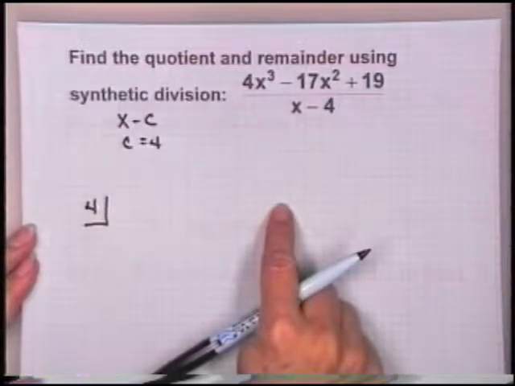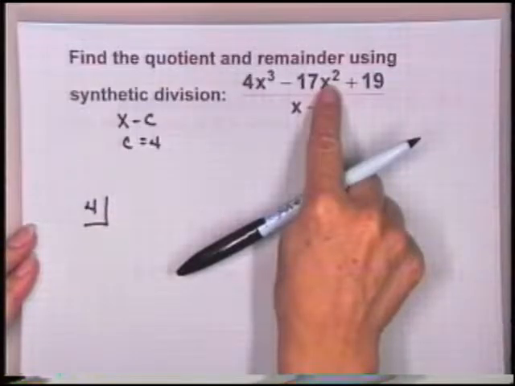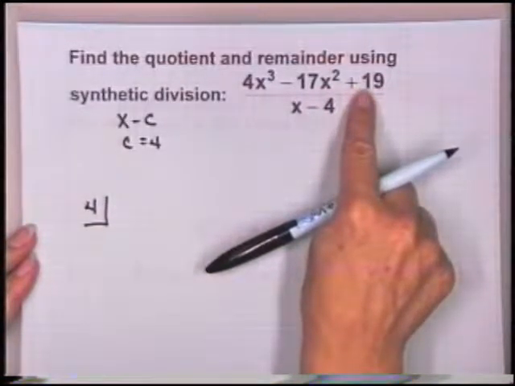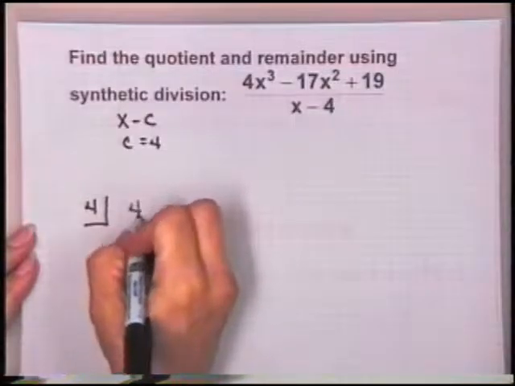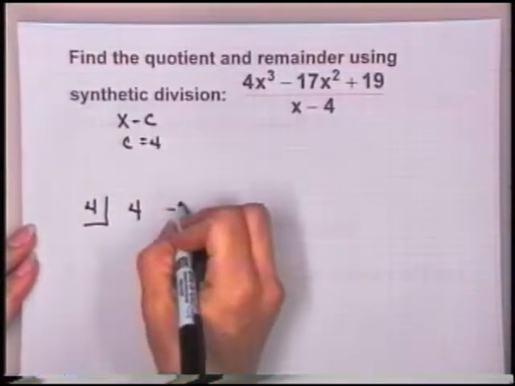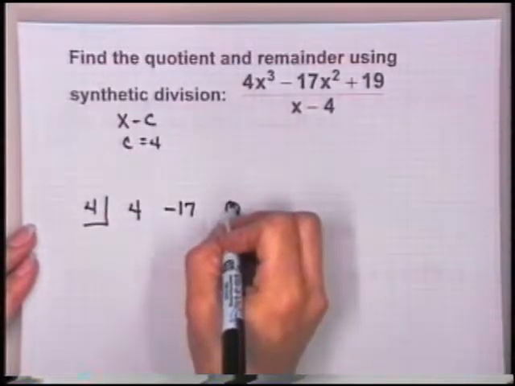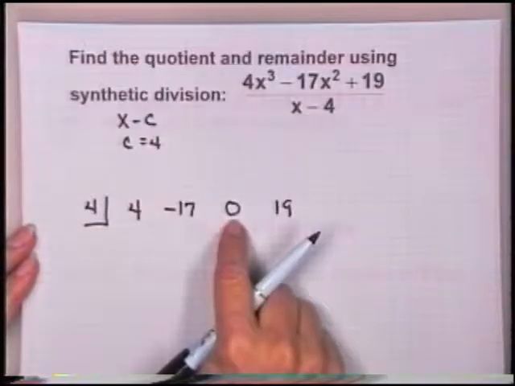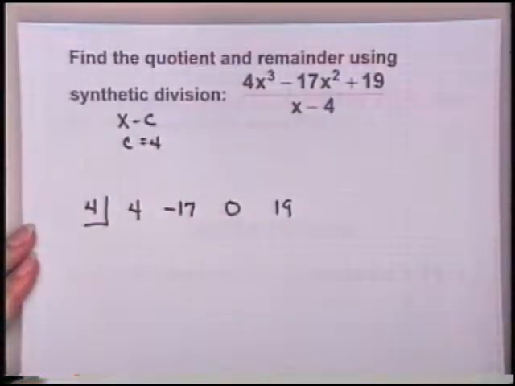Be careful on this one. Do you see what's happening? I have x cubed and I have x squared. Notice this doesn't have an x. What did I skip? I skipped x to the first power, didn't I? I don't have one of those. So I'm going to need to think about this as being 4x cubed, so we'll put down the 4, minus 17x squared, 0x to the first power, and then that constant of 19. So I need this 0 here as a placeholder between the x squared and the constant term.